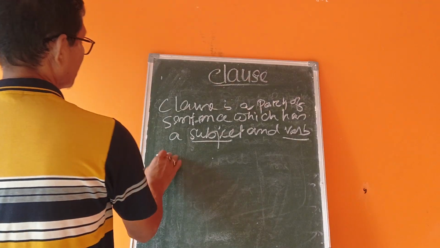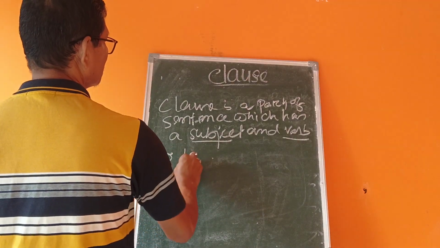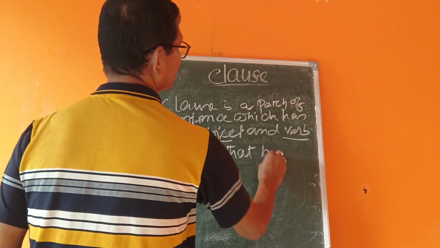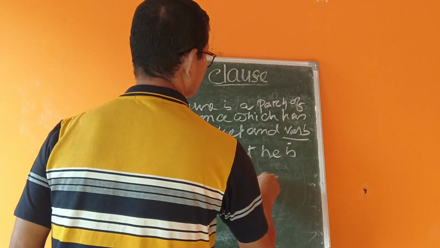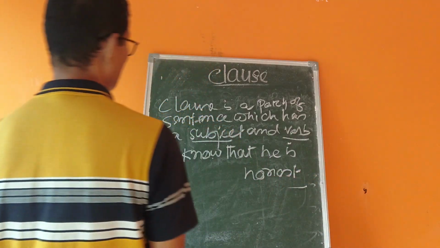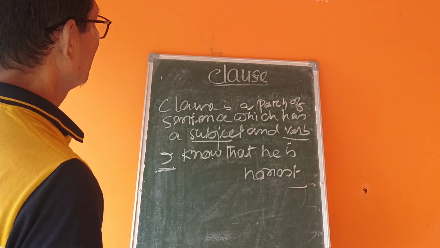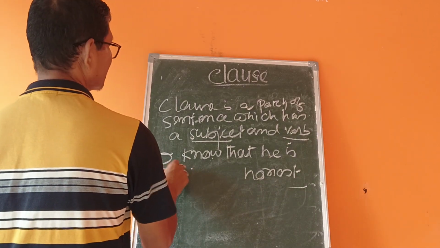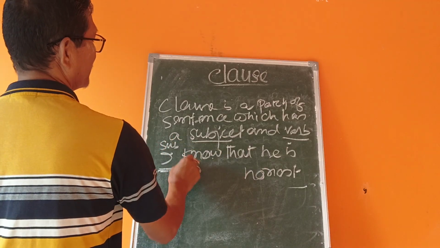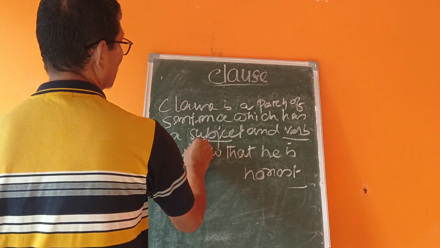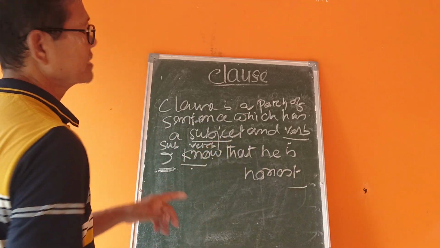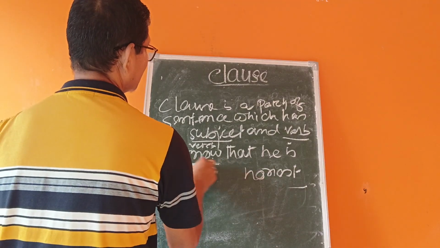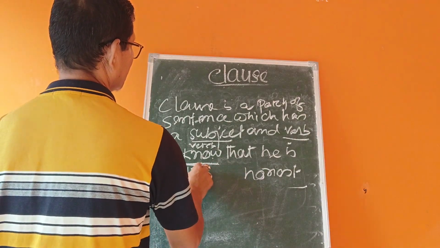Now I give an example. I know that he is honest. Here, I is a subject, isn't it? In this part of the sentence, I is a subject, and know is the verb, and it makes a clause. Subject and verb make a clause. That's why it is a clause, isn't it?